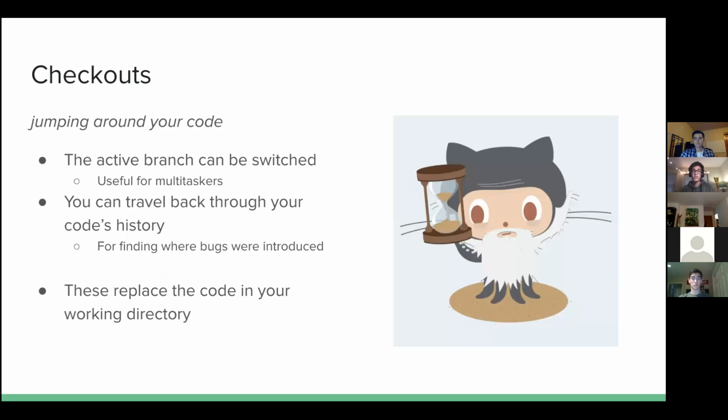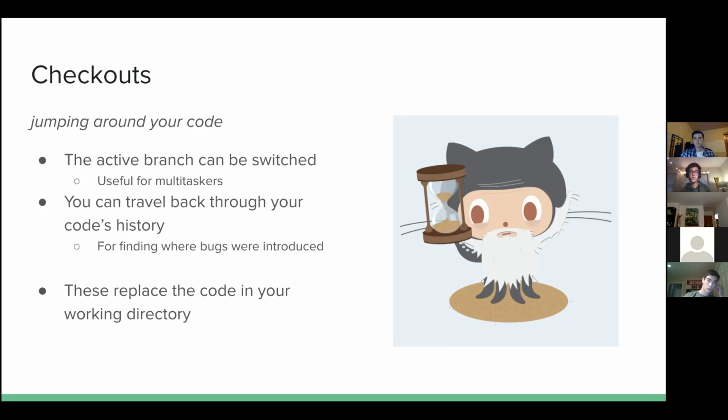So checking out is really about jumping around your code. This can be between branches as well as the history of your actual repository. So switching branches is something super useful for multitaskers. Like if you want to work on a feature, you do it in this branch, another one up here. It lets you jump around without mixing all those changes together.